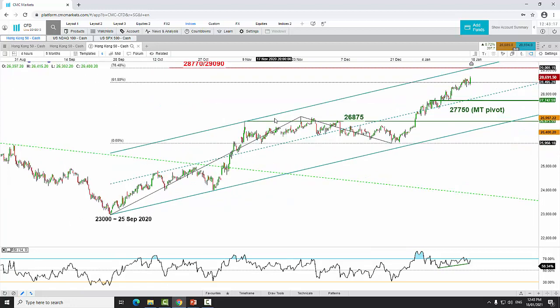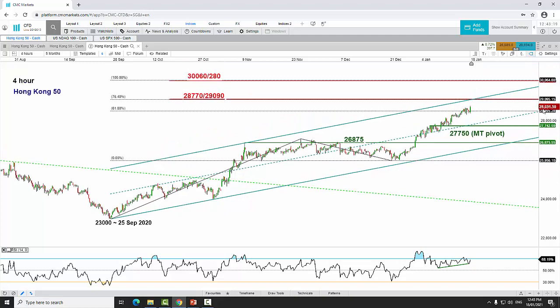So what we do over here for this week is that we maintain this bullish bias that we have had since 2 weeks ago, where I will tighten the key medium-term pivotal support to 27,750, looking for a further potential push up to test this 29,090 level. Above it should take us higher towards 30,060 slash 30,280.